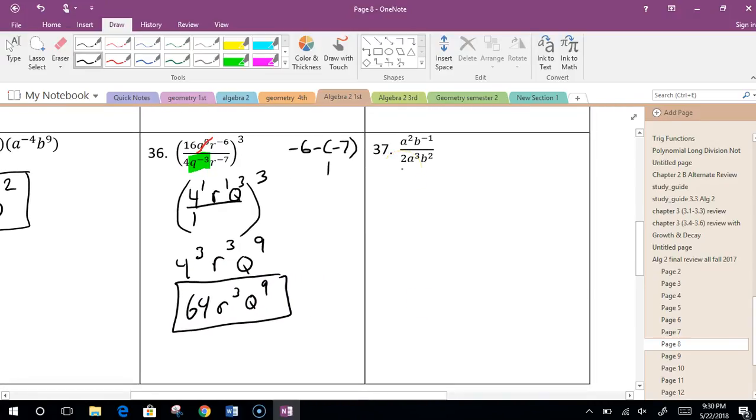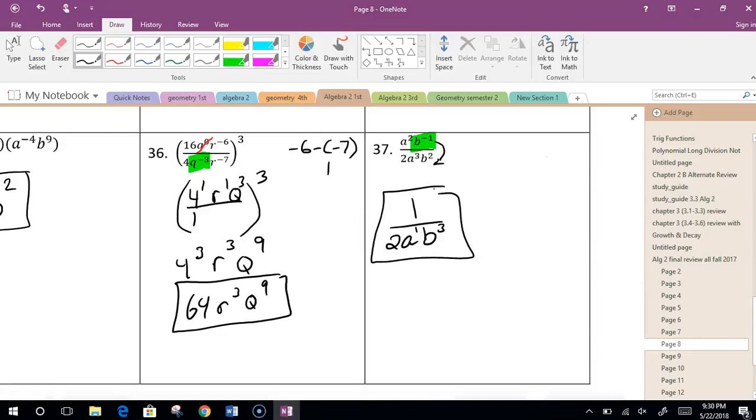And again, similar process in 37, but we don't have the parentheses to deal with. We have the 2 on the bottom, which doesn't have an exponent on it, so it's going to have to stay where it is. We have a to the 2nd over a to the 3rd, which means there is one more a in the bottom than there is in the top. This b to the negative 1 needs to drop down, so we're going to move that down. But that means if I bring this down here, I have b to the 2nd and b to the 1st, so I have b to the 3rd, and nothing left up top, but I need to hold its place. So we're going to end up with 1 over 2a to the 1st and b to the 3rd.